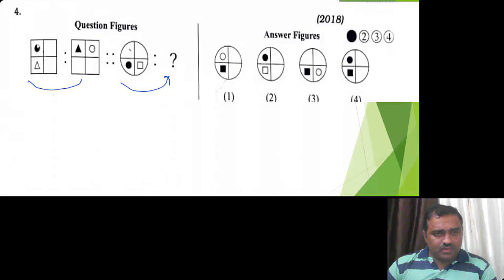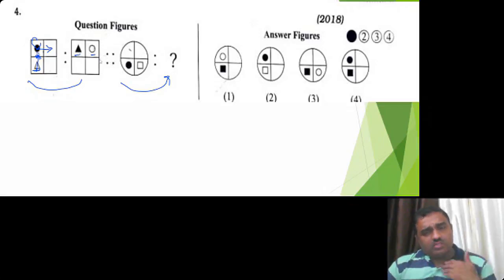See, circle was here, circle moved here, to the adjacent side. And circle was shaded here. In the next figure, circle is not colored. See about the triangle. Triangle has moved to the next square. It was unshaded, and here it is colored. So what is the similarity? Symbol goes one square ahead and it changes color into without color and without color into color. That is a simple thing.